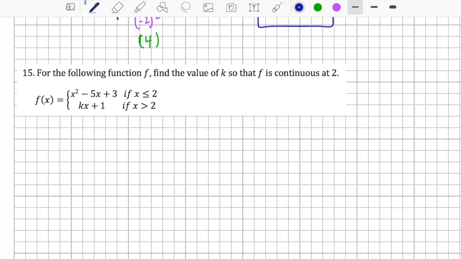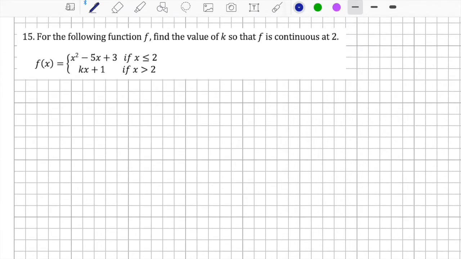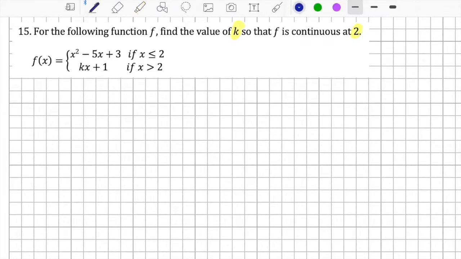So in order for you to be able to do these problems, you need to know your algebra. Okay? Algebra. Here we go. Let's do another one. For the following function f, find the value of k so that f is continuous at 2. So we're going to do the same thing again. We're going to set it up as limit as x approaches c of f of x equal to f of c. In this situation, our c equals 2.